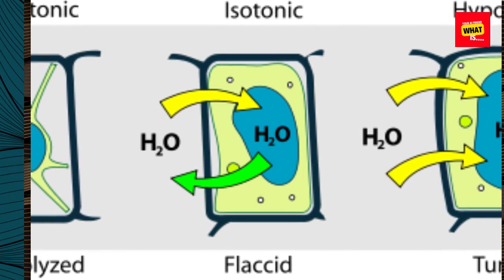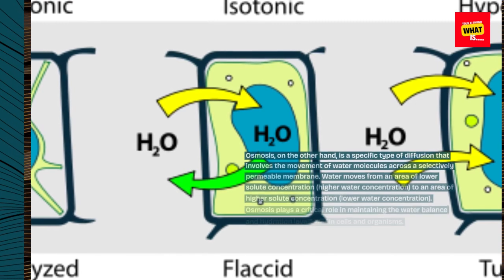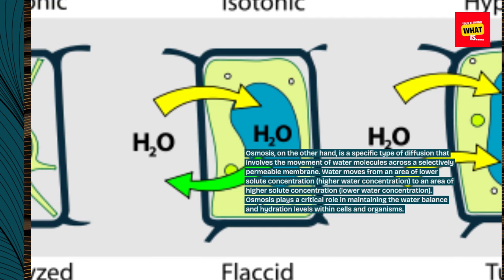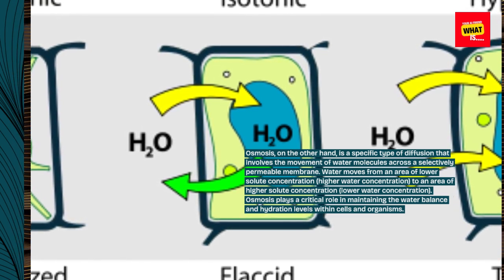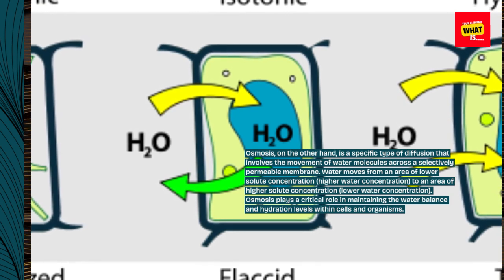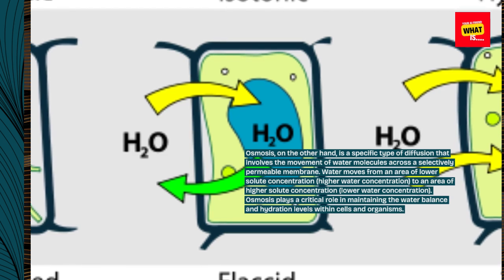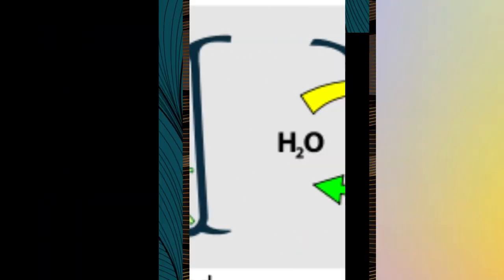Osmosis, on the other hand, is a specific type of diffusion that involves the movement of water molecules across a selectively permeable membrane. Water moves from an area of lower solute concentration, higher water concentration, to an area of higher solute concentration, lower water concentration. Osmosis plays a critical role in maintaining the water balance and hydration levels within cells and organisms.